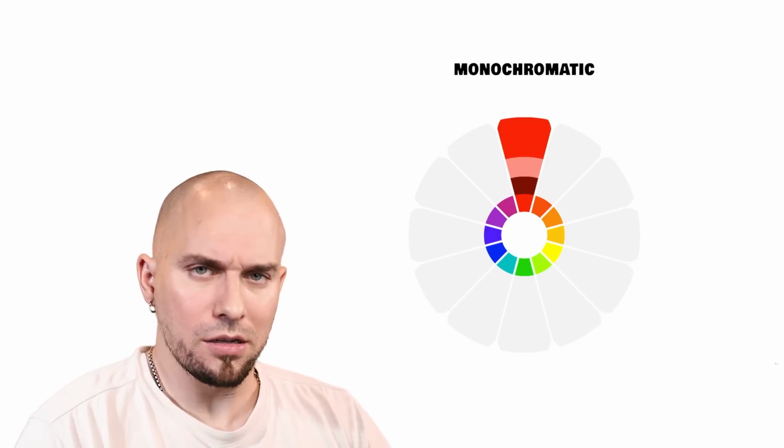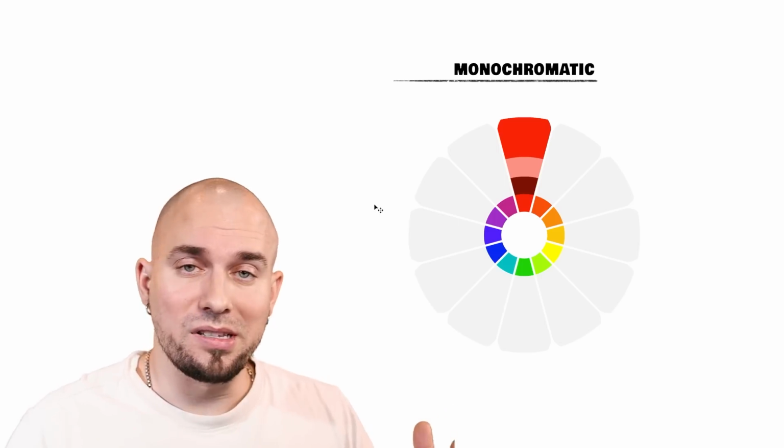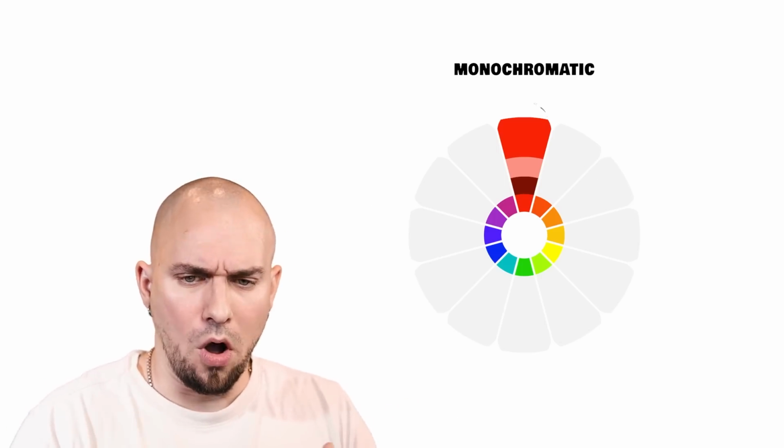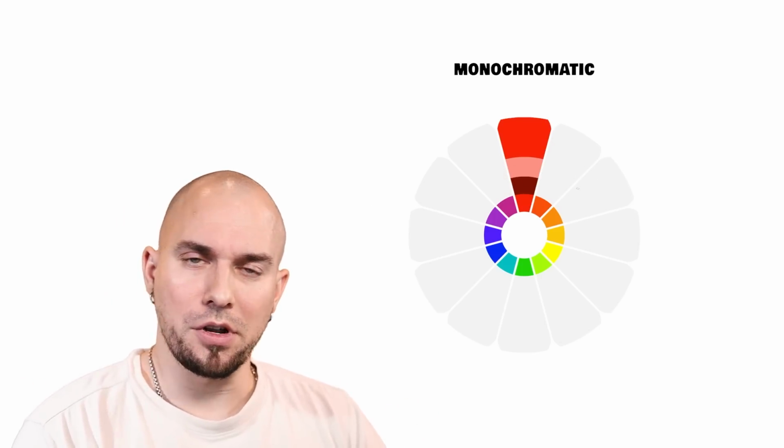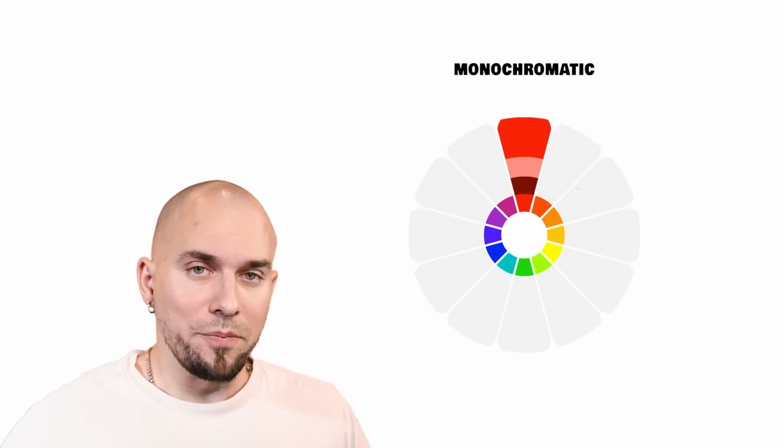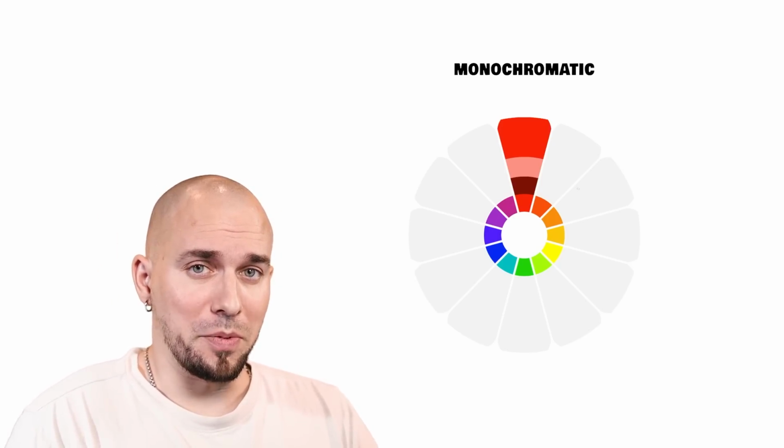Now, the first and simplest color harmony is called monochromatic color harmony. And it's exactly what it sounds like. It's a color palette made up of all the same hue. Wait, why did I say hue instead of color? Good question, bro. Quickly, let's bring in the chromatic circle to explain.